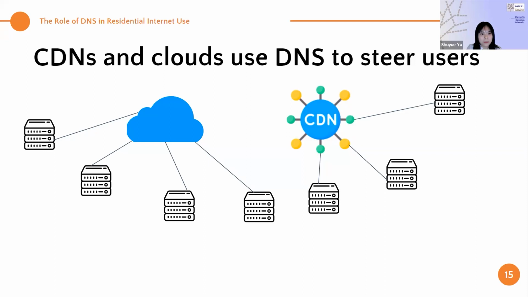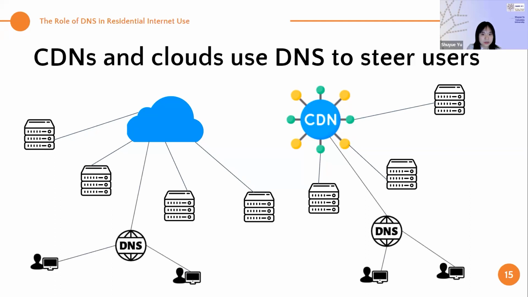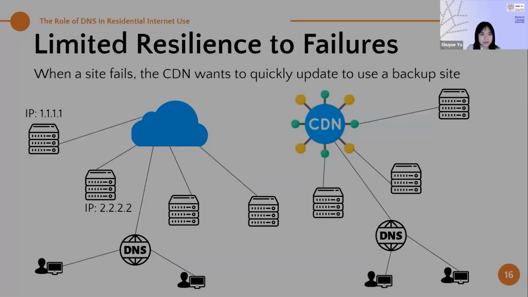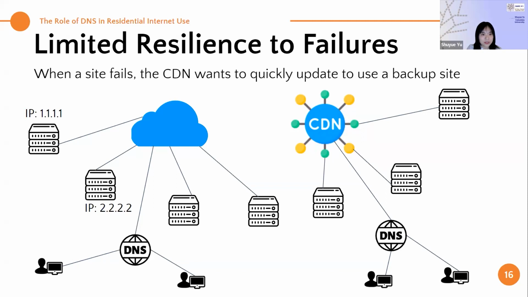It is well known that many modern services are hosted in multiple locations. Content delivery networks and clouds use DNS to steer users. The ability to change the IP addresses for a service by returning a new record allows them to respond to failures, optimize performance, and load balance. But these changes can only be made when a new query is issued and the client uses the new IP address, not when a cached IP address is used. The use of IP addresses from expired DNS records can lead to limited resilience to failures.